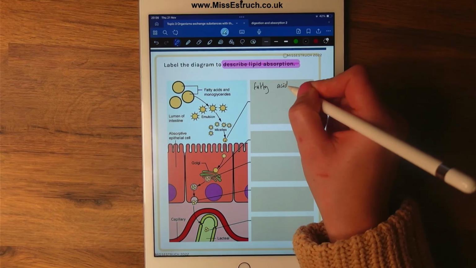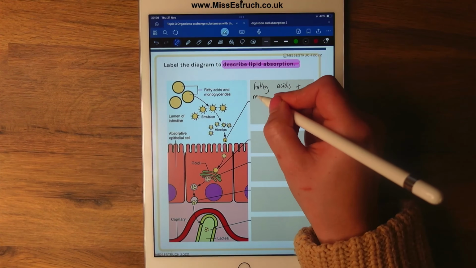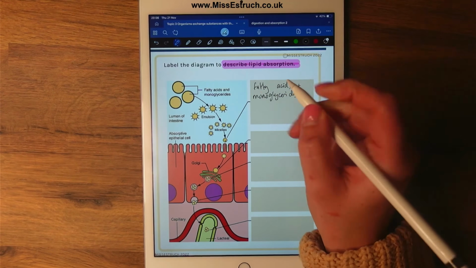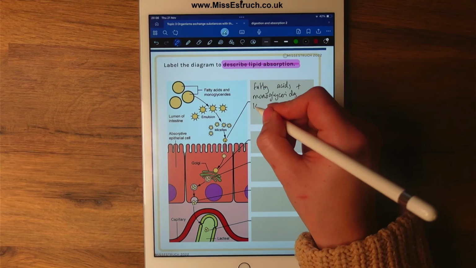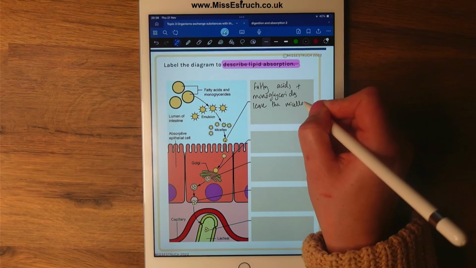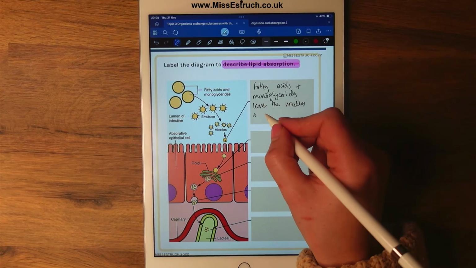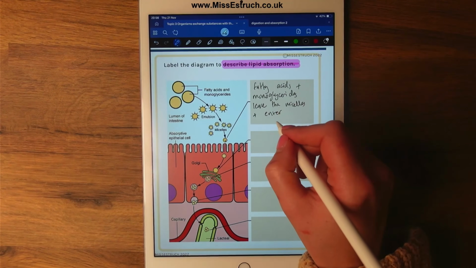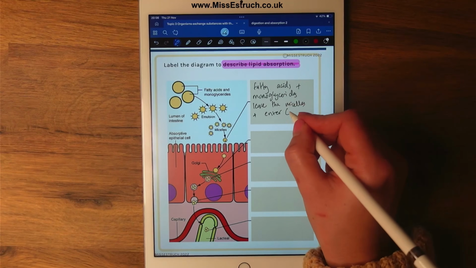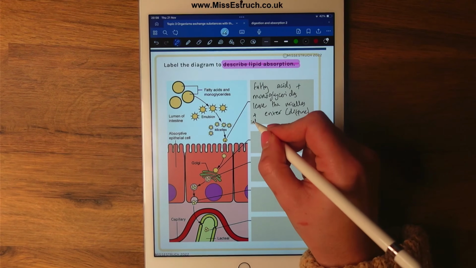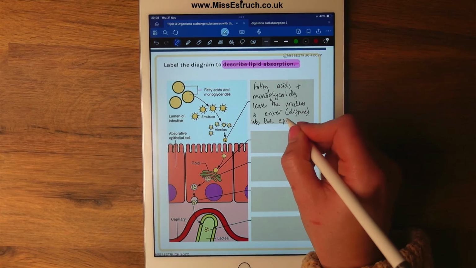Fatty acids and monoglycerides leave the micelles and enter, really I should say diffuse, into the epithelial cell.